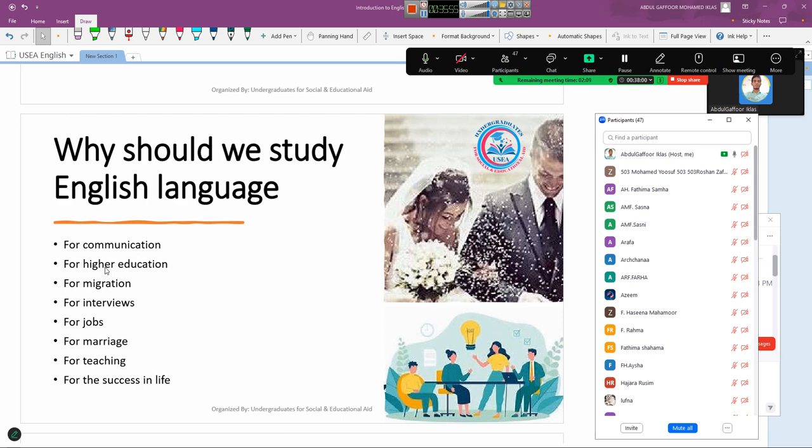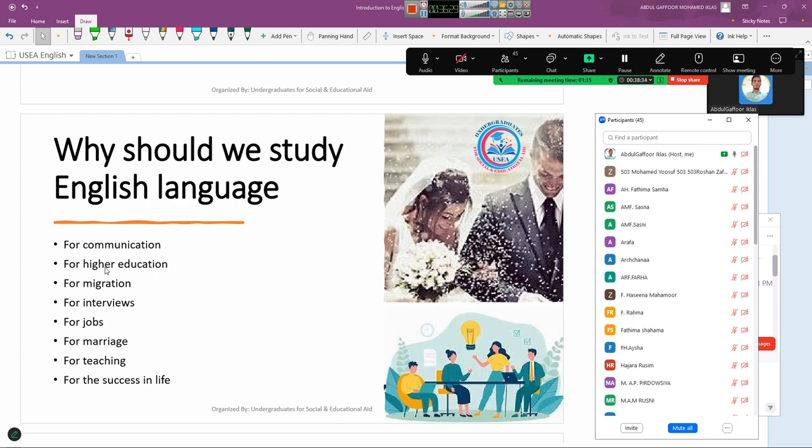Do you agree with that? How many of you agree with the statement that I said now? Examination is also a mode of communication, right? Now the examiner has asked the question and you are supposed to write the answers, right? If you cannot express your ideas in writing, that's why you have to improve your writing skills also. So the second reason why we should study English is for higher studies.